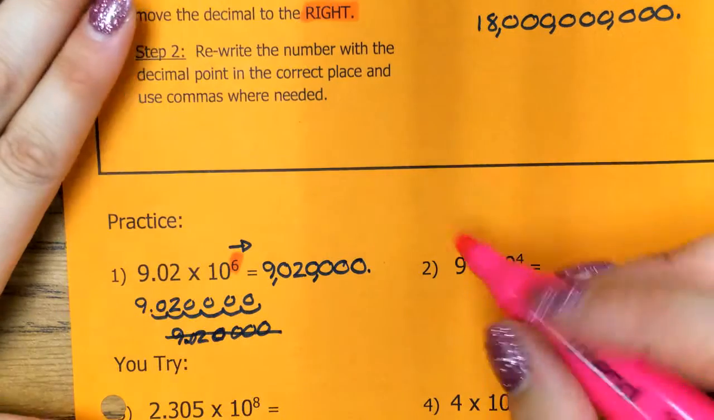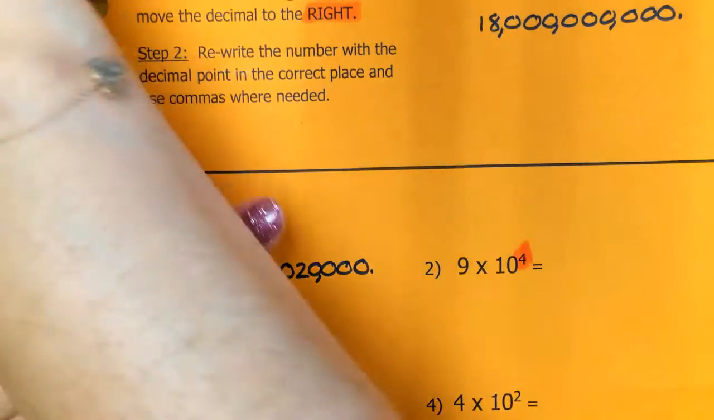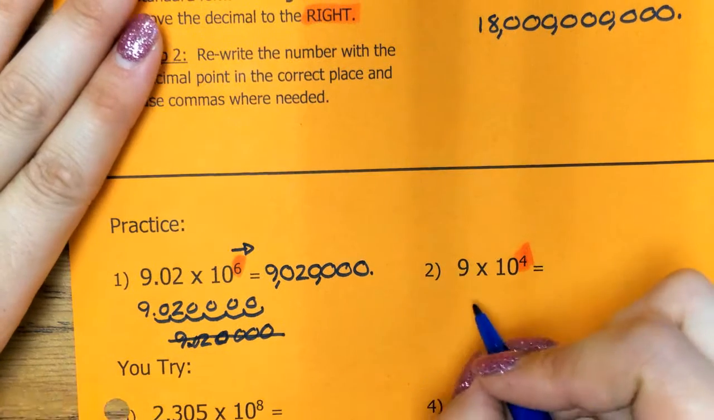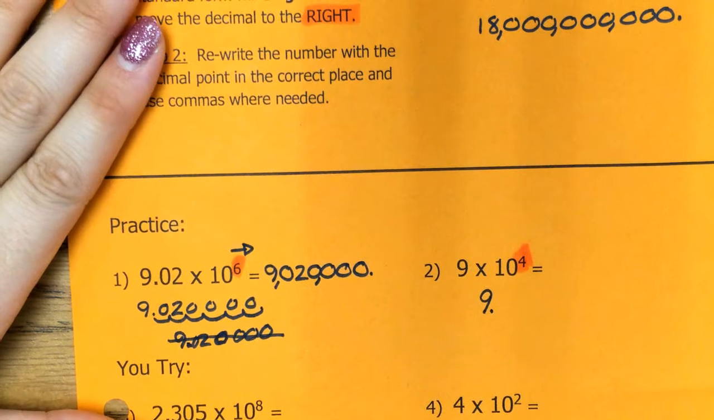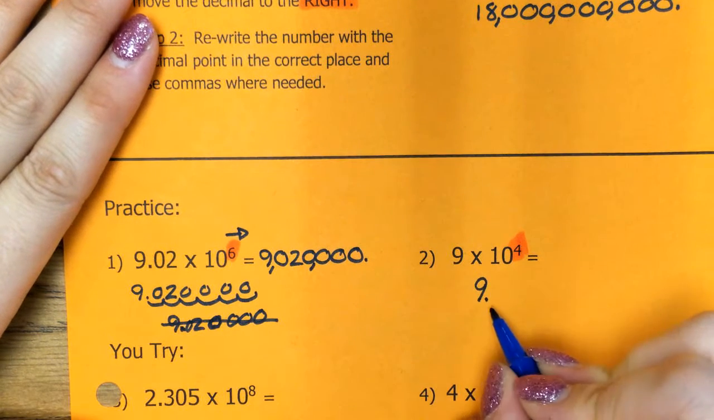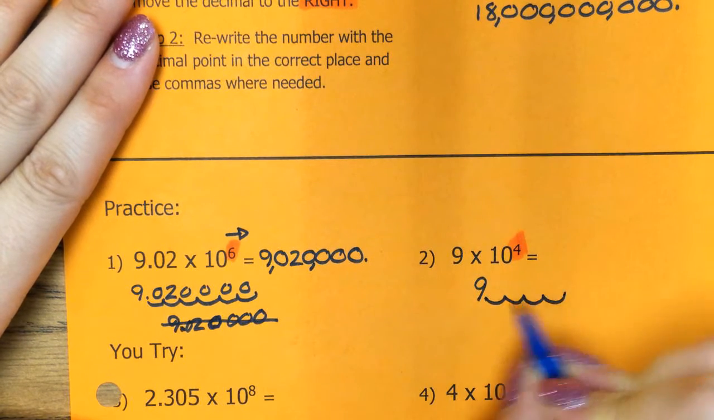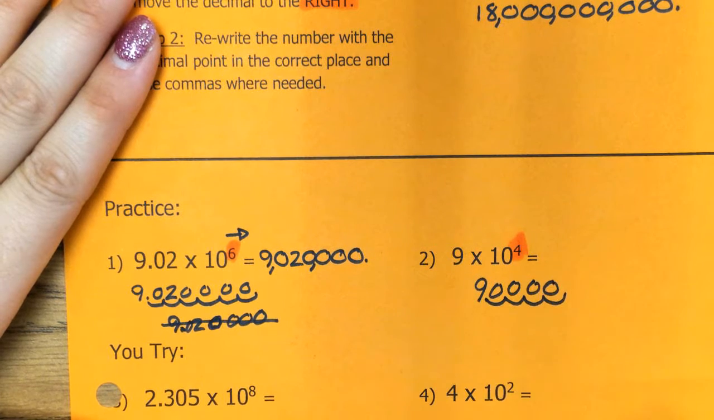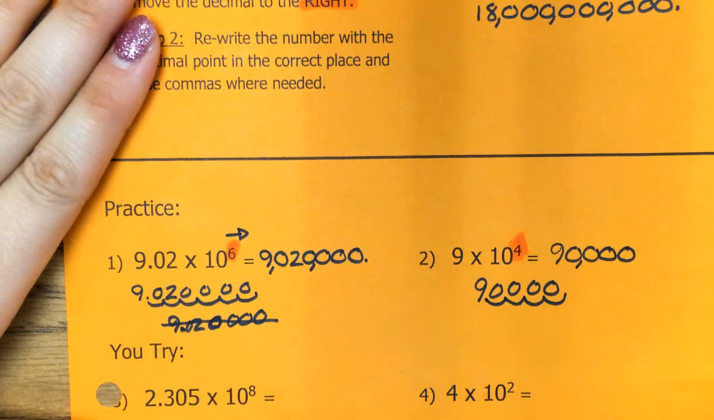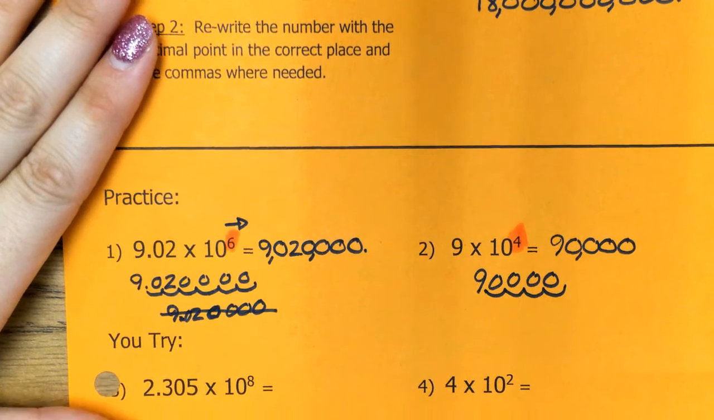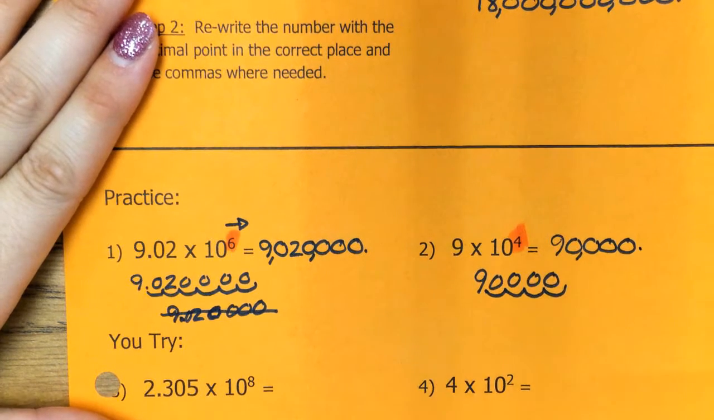The next one is to the 4th power. That means I'm going to move it 4 times. When I have a whole number, the decimal just starts at the end. So I'm going to take this decimal and move it. 1, 2, 3, 4. Okay? 90,000. And again, the decimal of this number would be here.